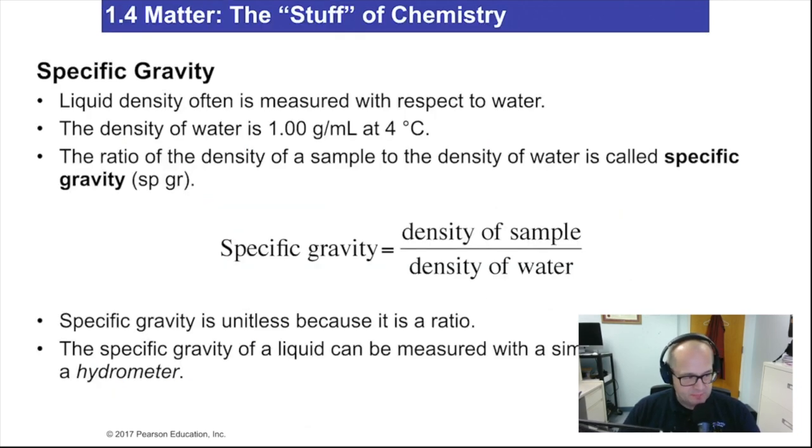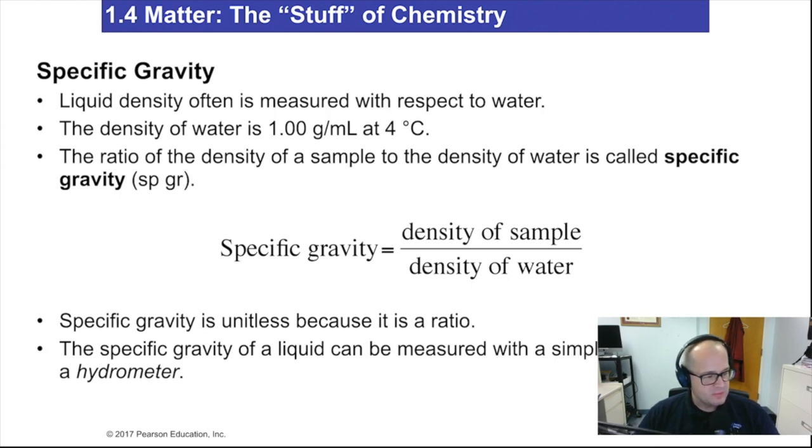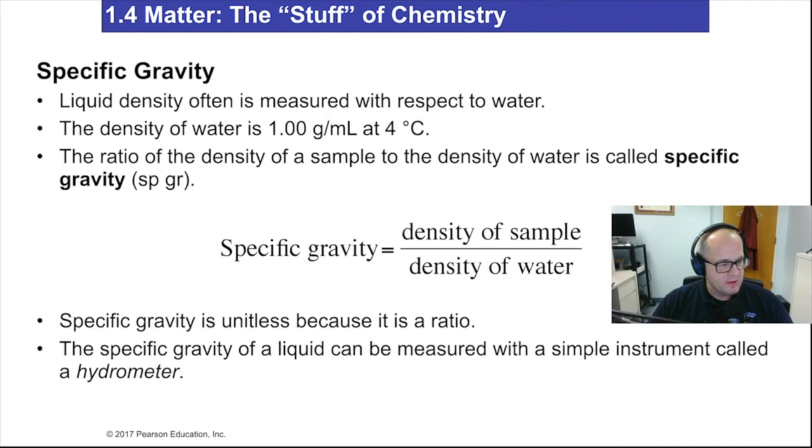Specific gravity. All right. Now, liquid densities are often measured with respect to water. Remember, the density of H2O is 1.00 grams per milliliter, right? So the density of water is 1 gram per milliliter, essentially. Liquids are generally measured with respect to water. They're generally measured that way.